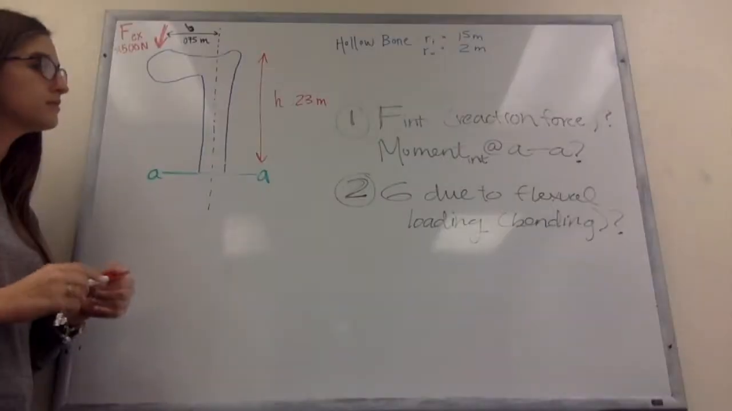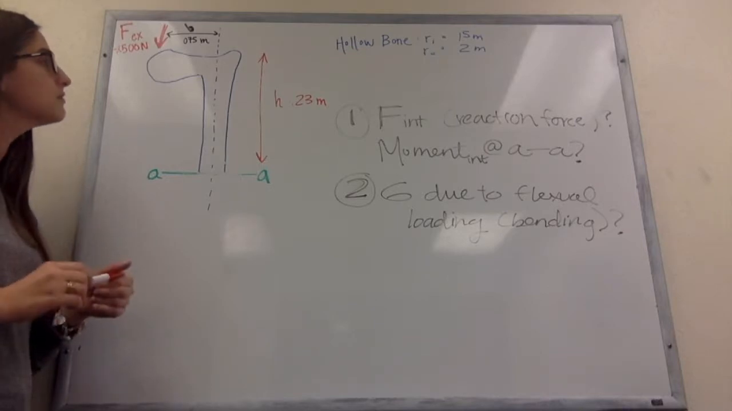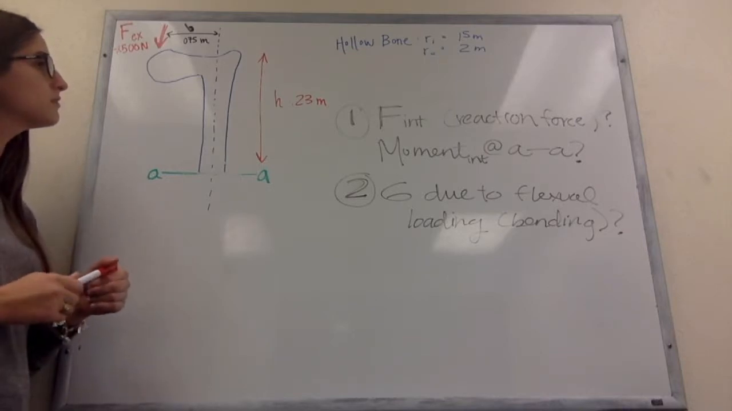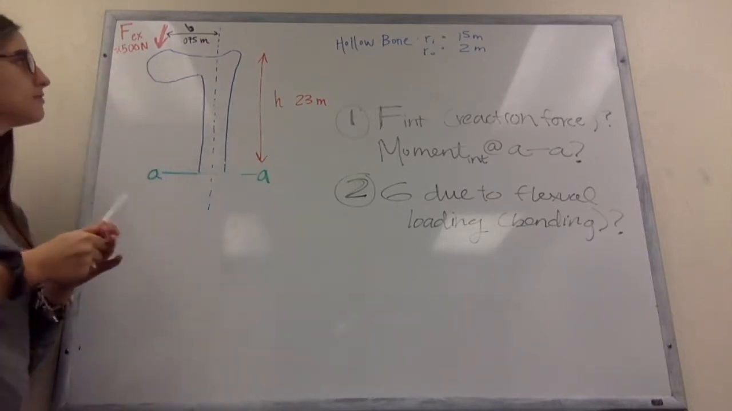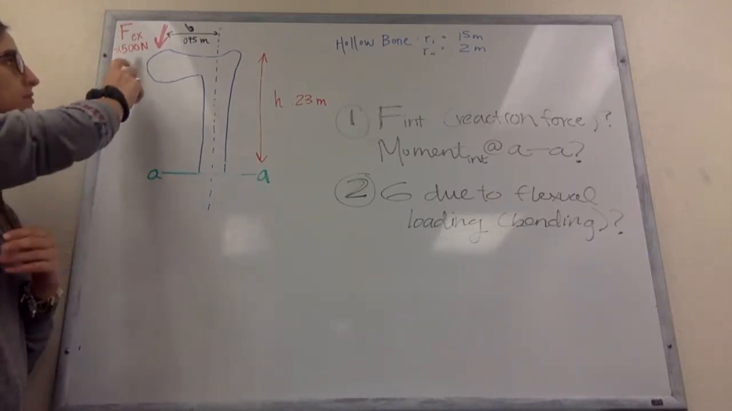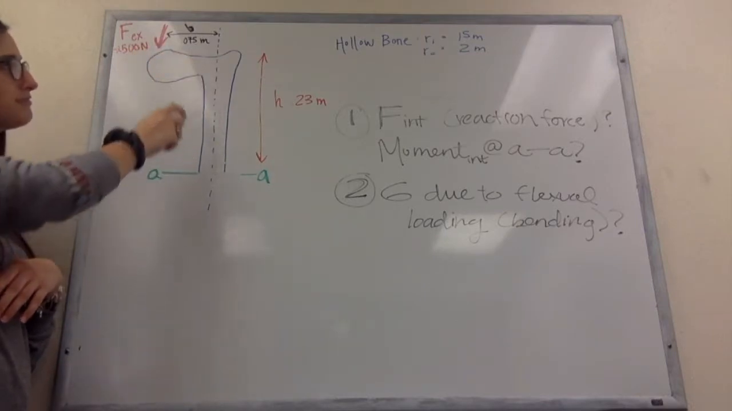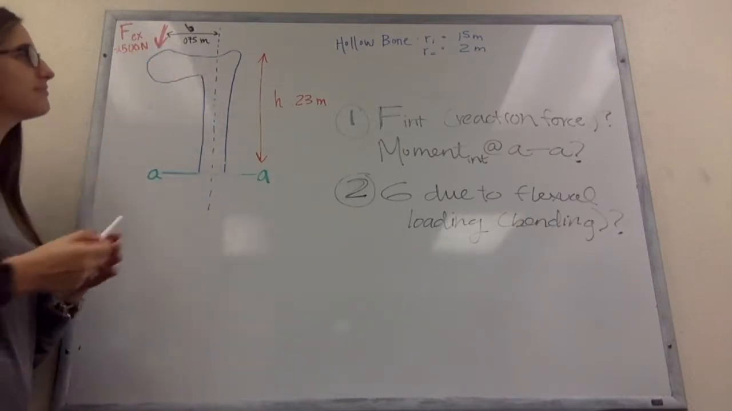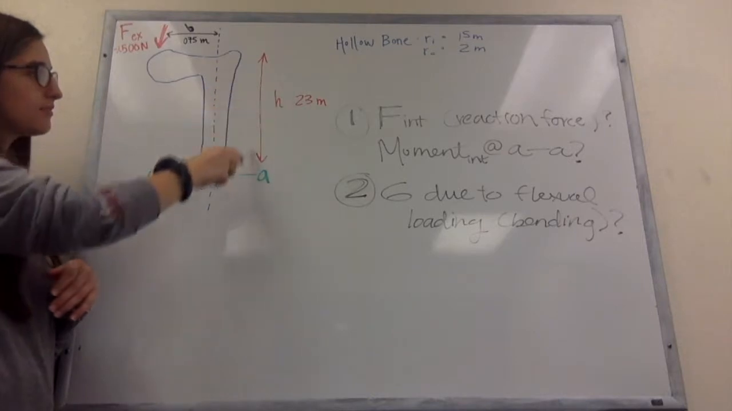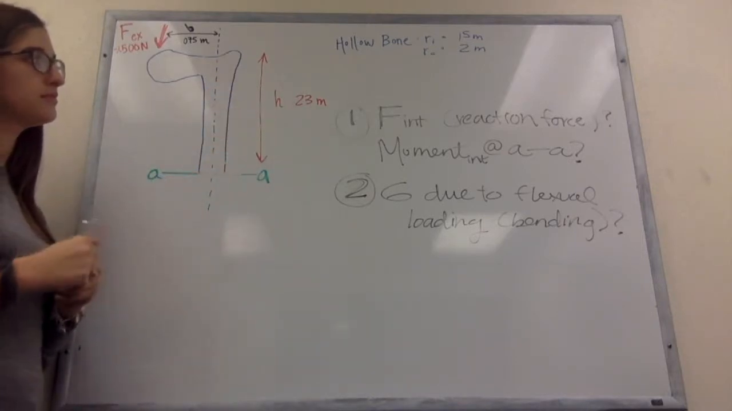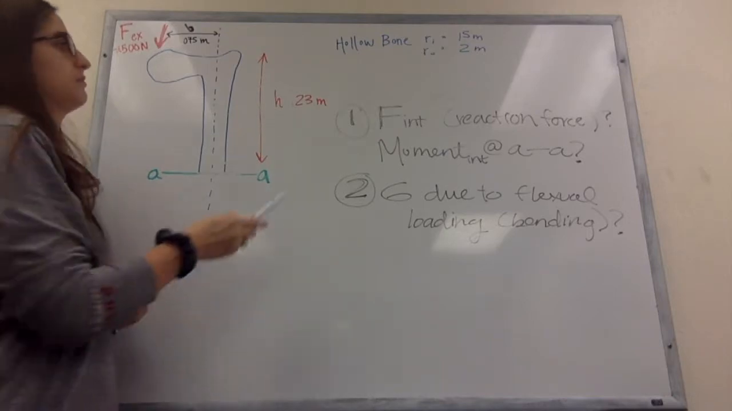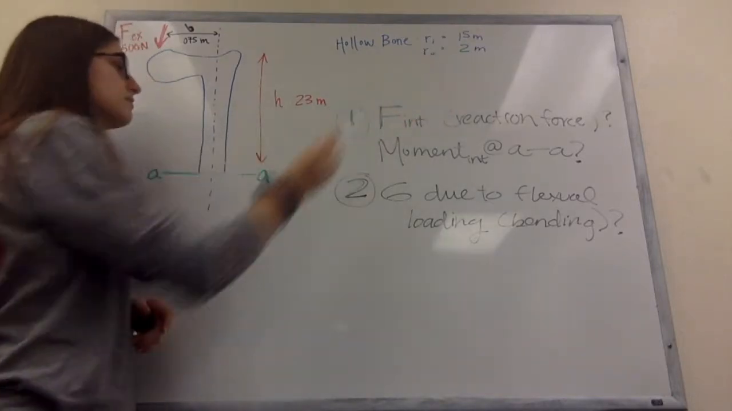On the board, we have a femur, which is a long bone, undergoing external stress. As you can see on the left-hand side, the external stress is negative 2,500 newtons. The distance between the point of stress and the neutral axis is 0.075 meters. The height of the bone is 0.23 meters. The internal radius of the hollow bone is 0.15 meters, and the outer radius is 0.2 meters.